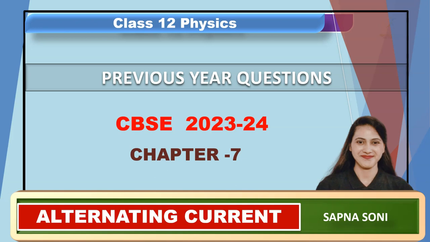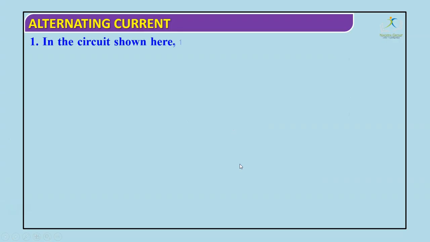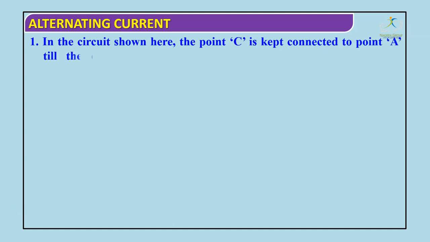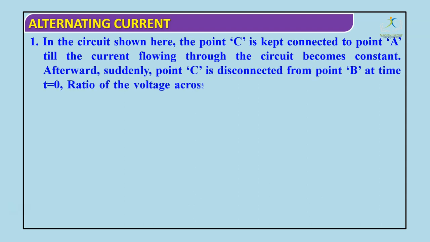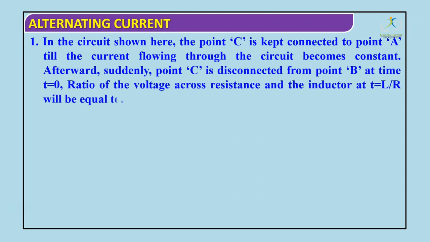Hello students, so now we are going to the previous year question session of chapter number 7, which is alternating current. Let's begin the question. The first question is, in the circuit which is shown here, the point C is kept connected to point A till the current flowing through the circuit becomes constant. Afterward, suddenly point C is disconnected from point B at time t equals 0.